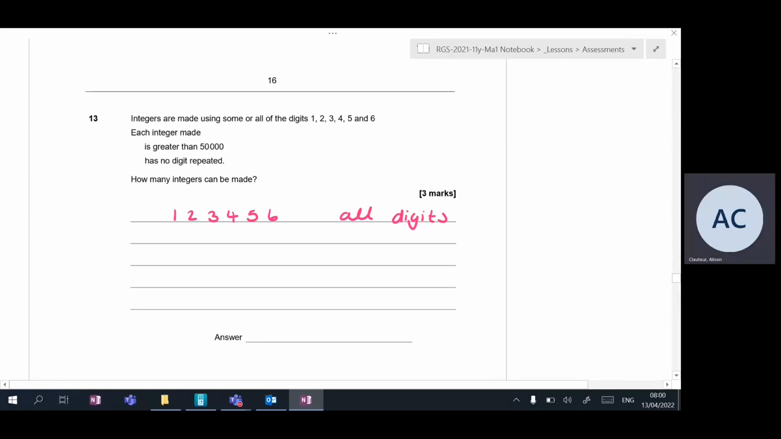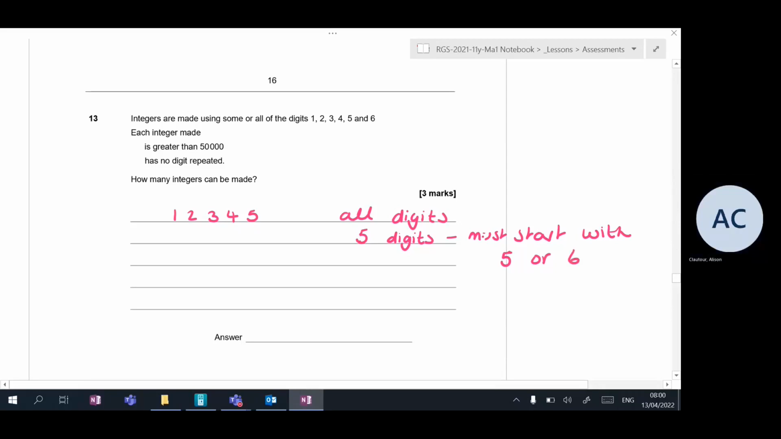Okay, if I'm just using 5 of the digits, we need to think carefully about what it starts with. So if it started with a 1, so let's say we said 1, 2, 3, 4, and 5, that's not going to give me an answer that's greater than 50,000. So if it's 5 digits, it's going to have to start with a 5 or a 6.